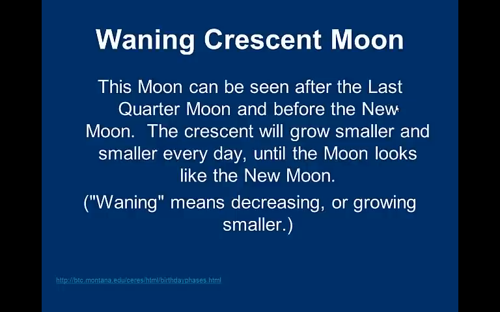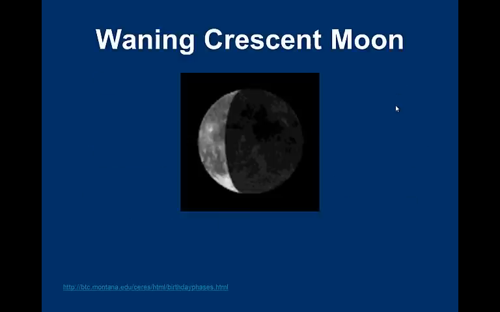A waning crescent moon. This moon can be seen after the last quarter moon and before the new moon. The crescent will grow smaller and smaller every day until the moon looks like a new moon. Again, waning means decreasing or growing smaller. So there's your waning crescent.